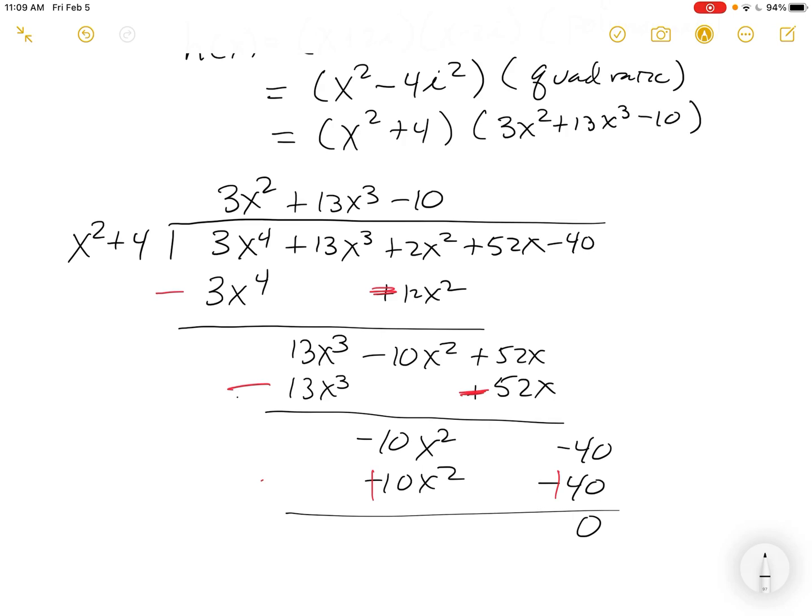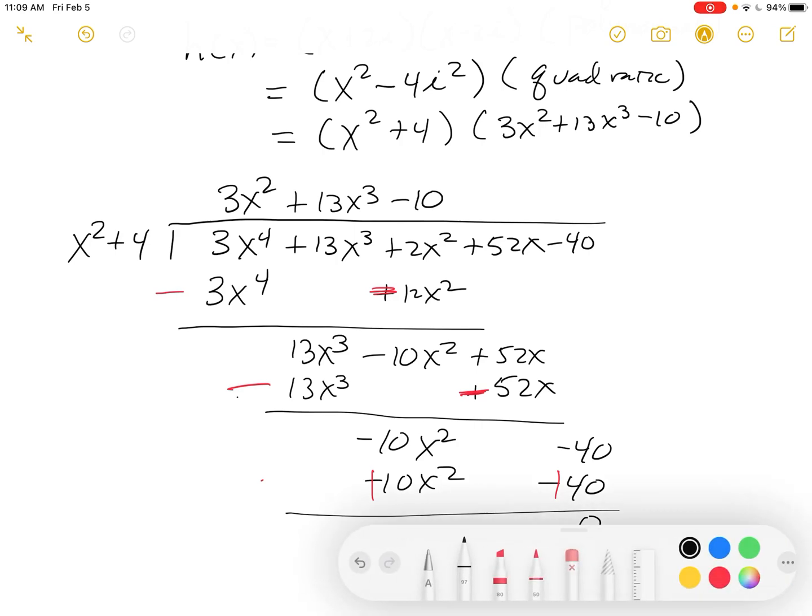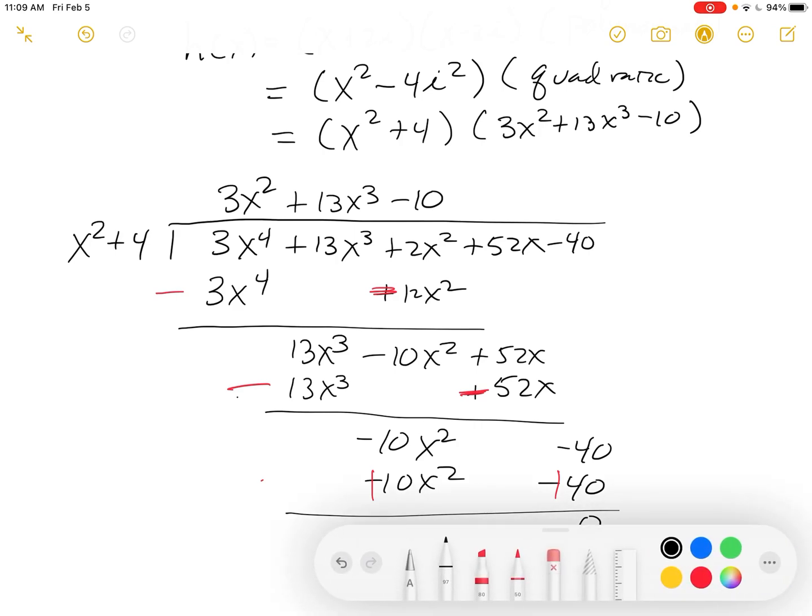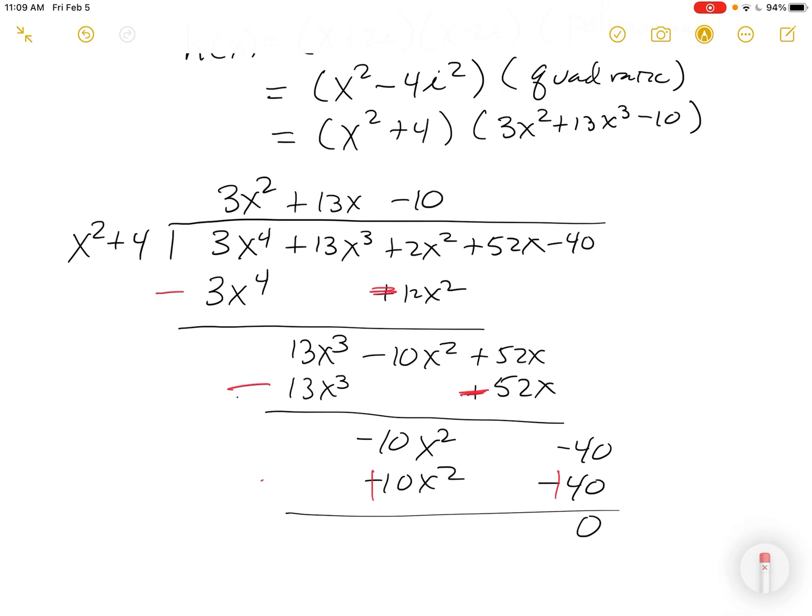Oh, I put 13x cubed in there. Sorry, you're probably super mad at me. It's not an x cubed there. It was an x, right? I was thinking about the result of that. It was 13x. Awesome. So way better. So we're done with this.